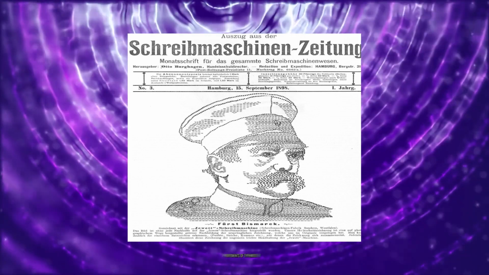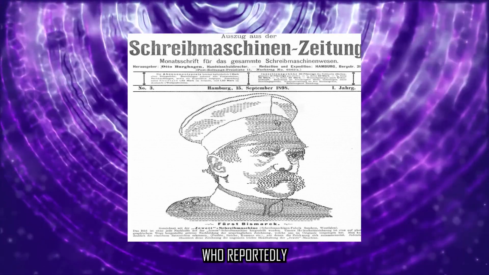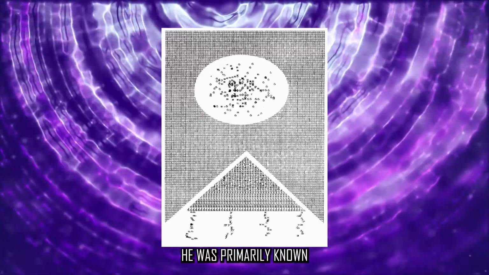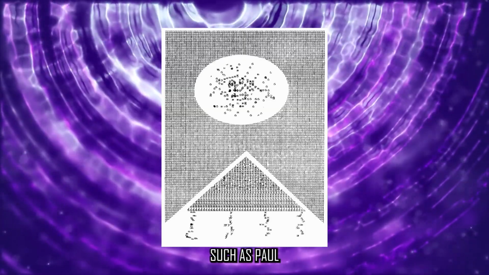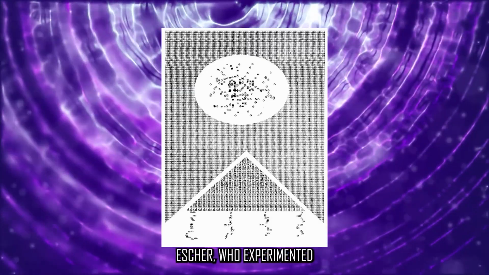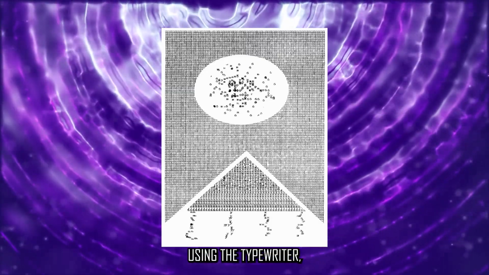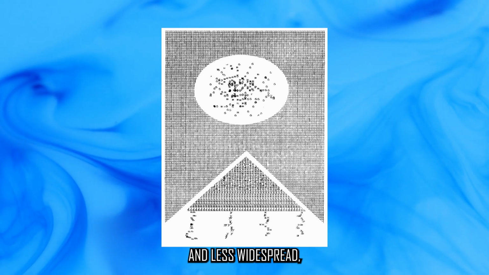One of the most famous proponents of typewriter art was Norman Mailer, an American author, who reportedly used a typewriter to create visual works, though he was primarily known for his literary achievements. Other artists, such as Paul Smith and M.C. Escher, who experimented with geometric designs that could be mimicked using the typewriter, were also associated with early typewriter art, though their contributions were more experimental and less widespread.